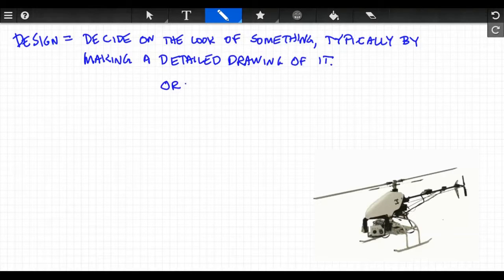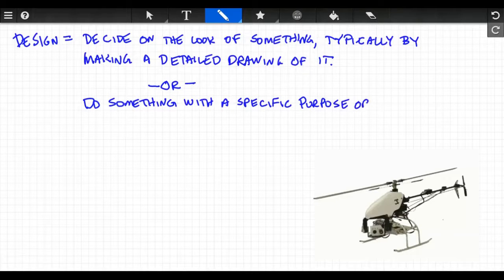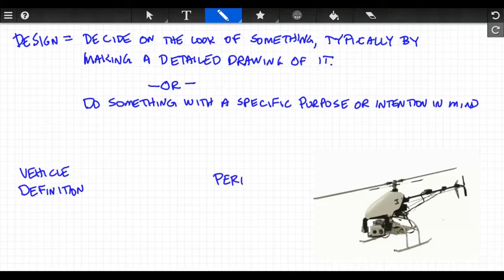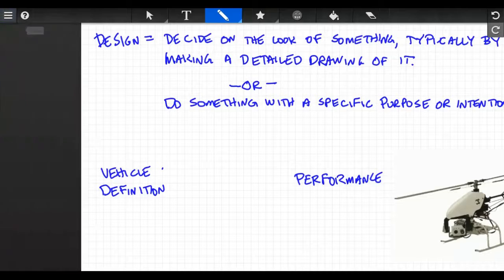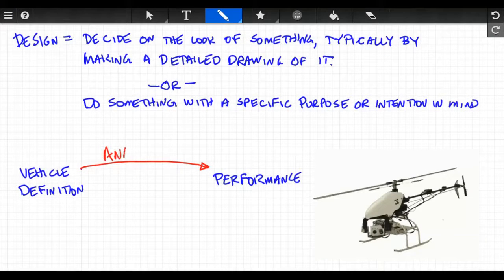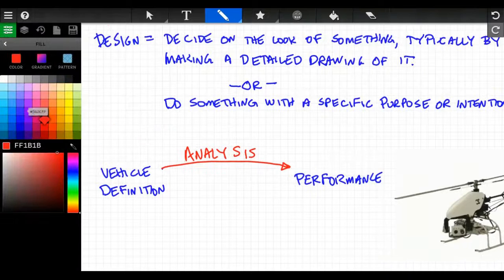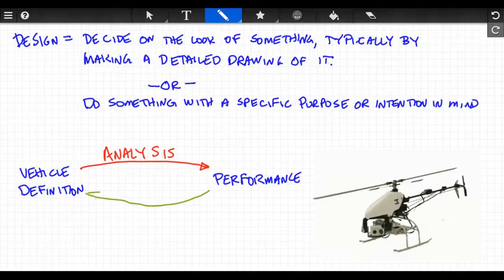But in the aerospace business, design usually means something more technical, which is we want to make a vehicle which is quantitatively related to some requirements. How far does the vehicle have to go? How much payload does it have to carry? How fast does it have to go? And design is really the inverse of analysis. Rather than having a vehicle and determining what it can do, we have what we'd like the vehicle to be able to do, and we determine what the vehicle looks like.